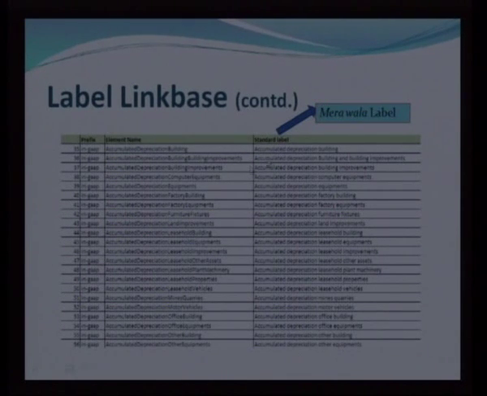So if you can view this, accumulated depreciation on building, this is the element name, and the standard label name is accumulated depreciation building provided by MCA. But I can have my own label. I can have, say, depreciation on building alone. I might not be using accumulated in my annual report. So I can change the label.